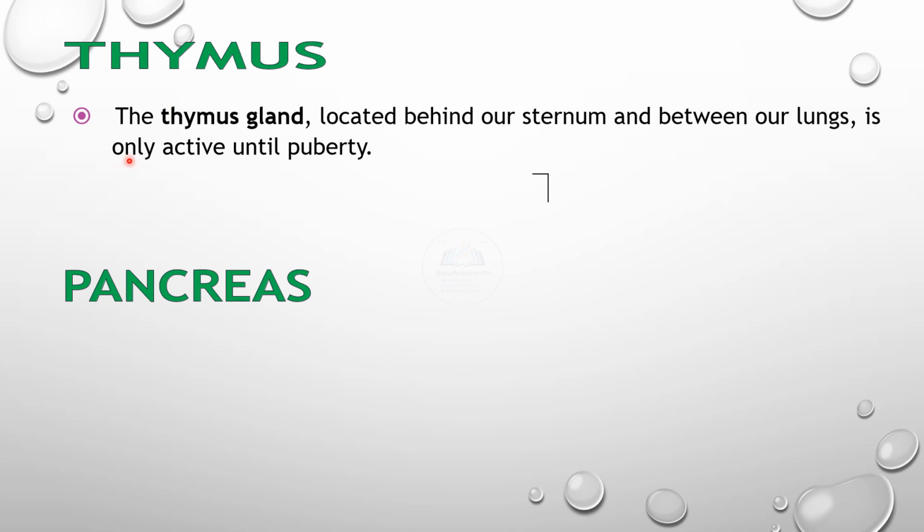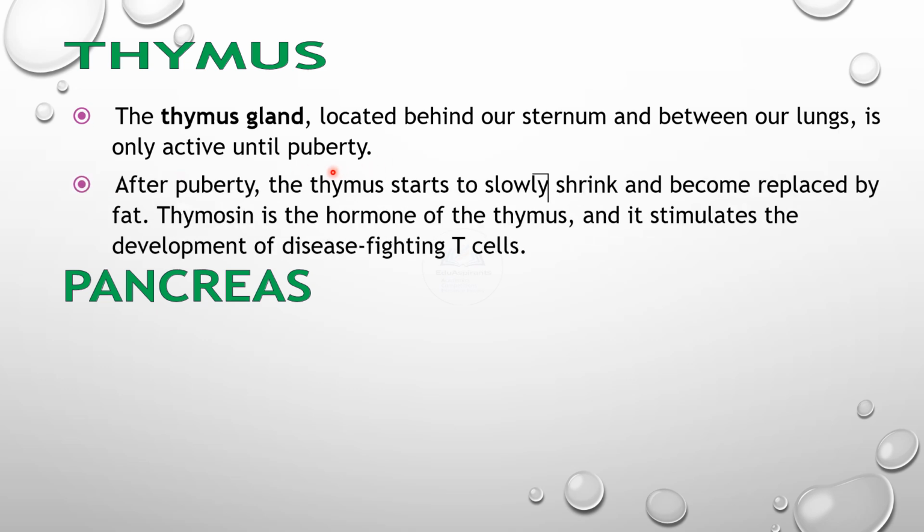Thymus. The thymus gland, located behind our sternum and between our lungs, is only active until puberty. After puberty, the thymus starts to slowly shrink and become replaced by fat. Thymosin is the hormone of the thymus and it stimulates the development of disease-fighting T cells.